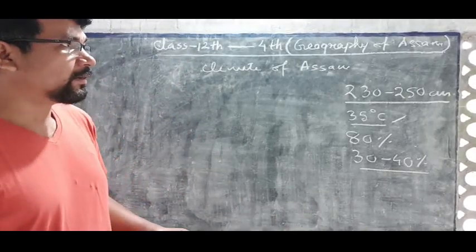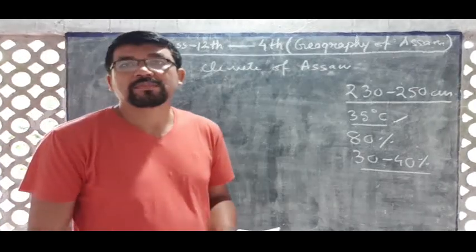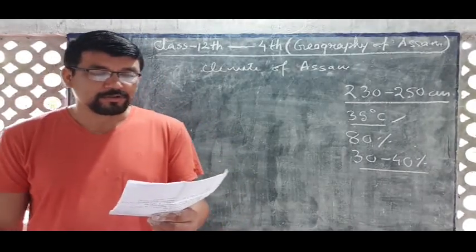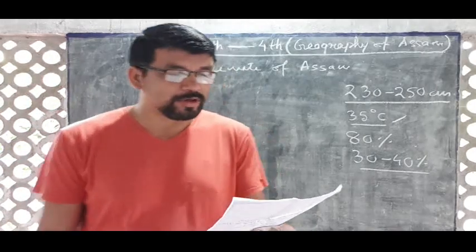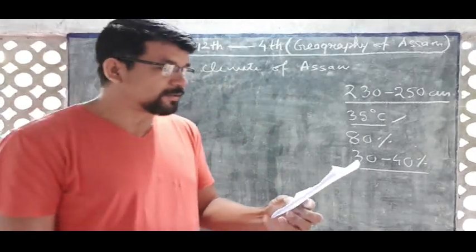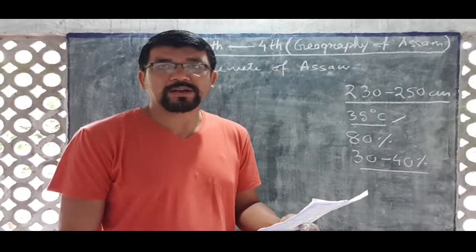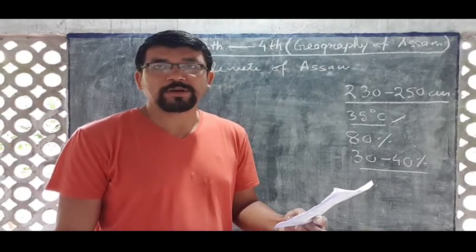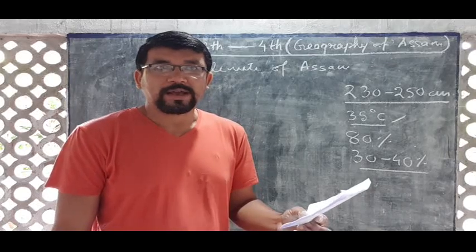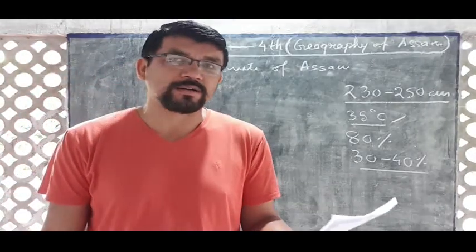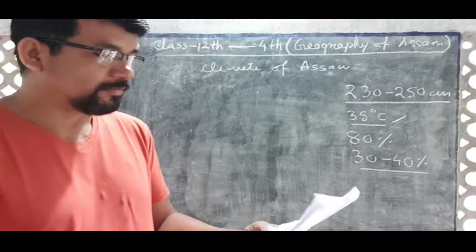On the other hand, in some districts of Assam, such as Lakhimpur, Dhemaji, Dibrugarh, Tinsukia, Kokrajhar, Cachar, Karimganj, Hailakandi, rainfall is very high. They experience more than 300 centimeter rainfall annually.